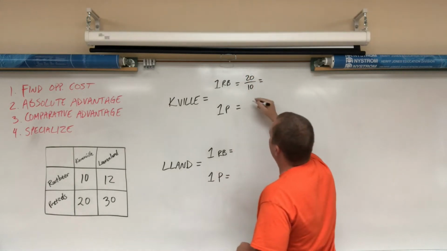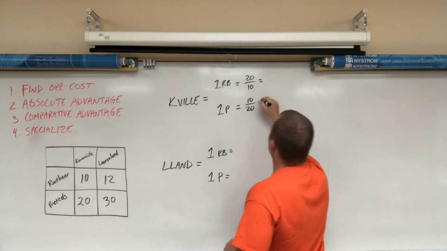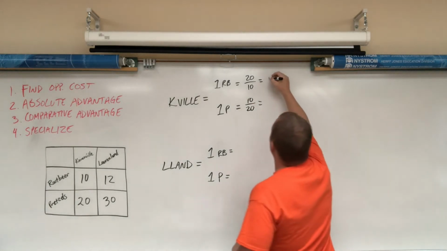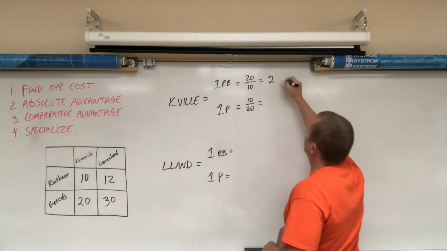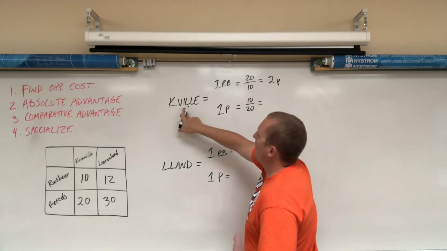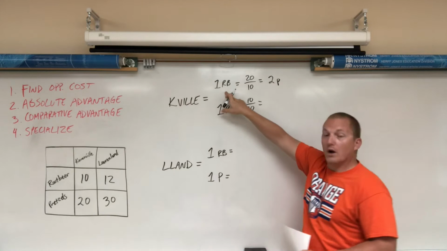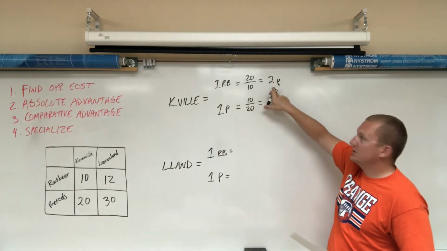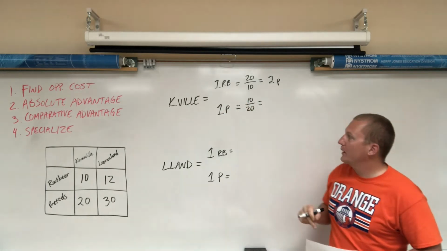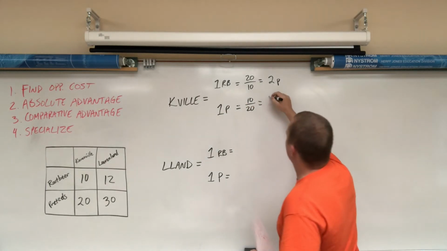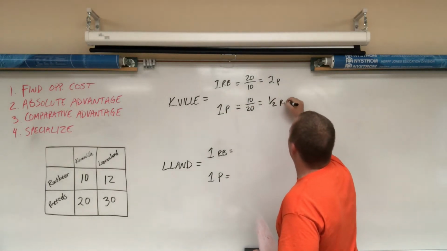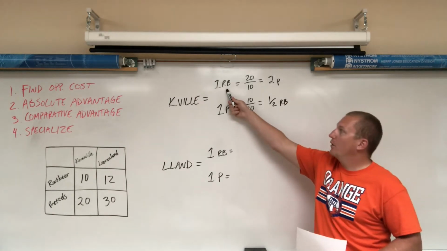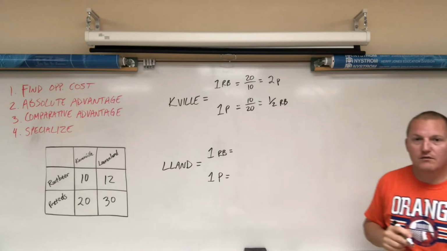And then we flip it, and then we're going to have to solve, okay? This one is going to end up being 2 pretzels. So the opportunity cost for Caronville to make 1 root beer is 2 pretzels. They give up 2 pretzels. It costs them 2 pretzels to make that 1 root beer, okay? Now down here, this is going to be 1/2 of a root beer, okay? So now we know the opportunity cost for making a 1 root beer and 1 pretzel for Caronville.